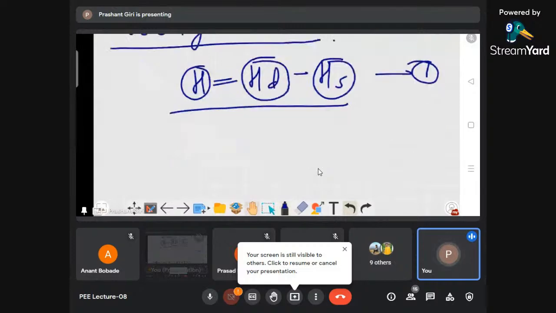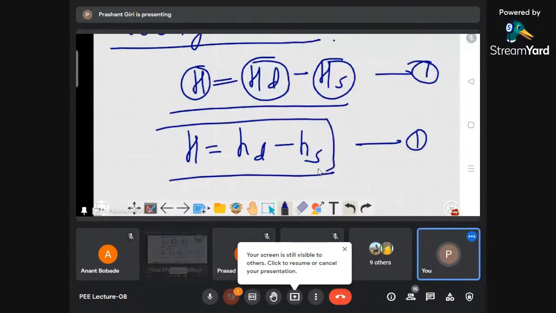Sometimes you will find it like this, capital H is equal to हा small h लिहिलेला असेल SD minus HS. Okay, both equations are same, only difference is with the notation. So don't get confused in capital H and the small h. H equals SD minus HS, and unit of H is meter of liquid column.